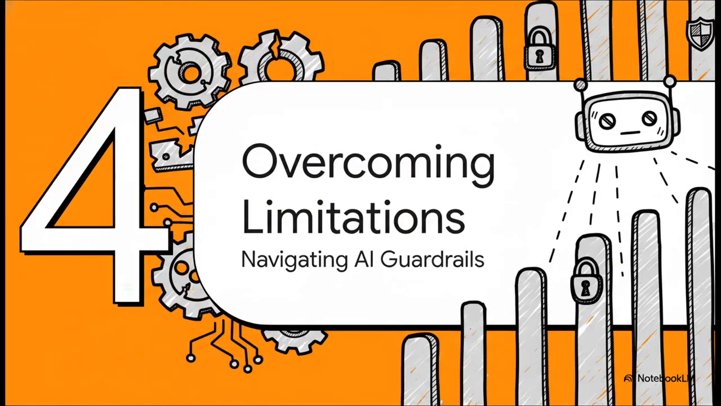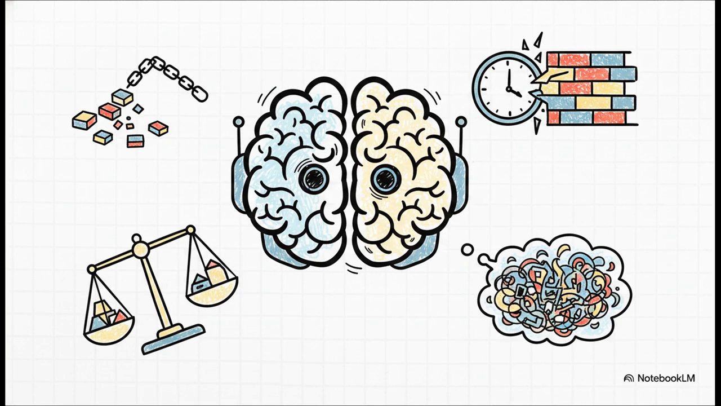Which brings us to Part 4, overcoming AI limitations. Because, let's be real, this tech isn't flawless. Let's rapidly run through 4 built-in limitations of these systems that you absolutely have to be aware of.